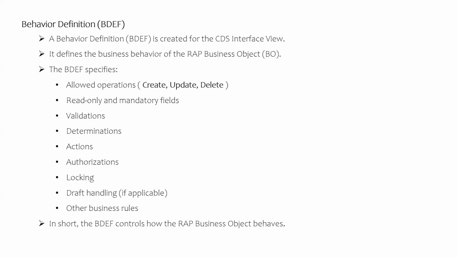Next one is behavior definition. We create the behavior definition on top of interface view. It defines the behavior of our business object. This behavior definition specifies CRUD operations, validations, determinations, etc. So we define all the operations in behavior definition. It controls how our business object should behave.